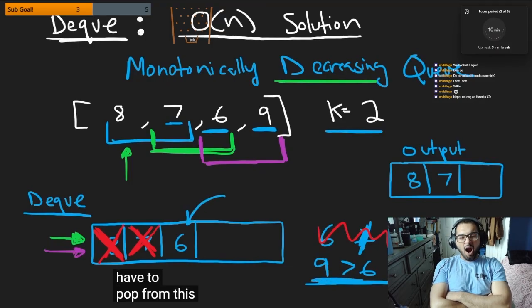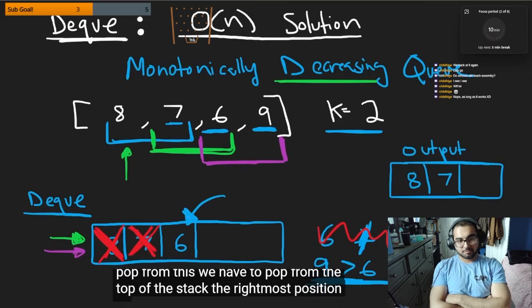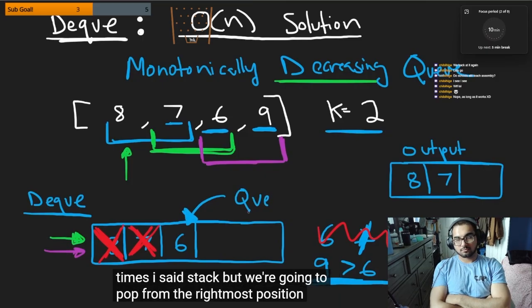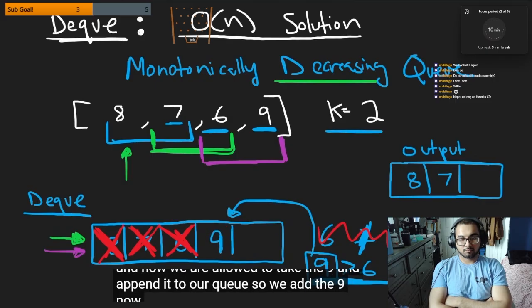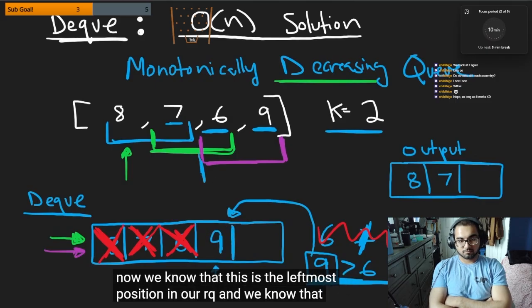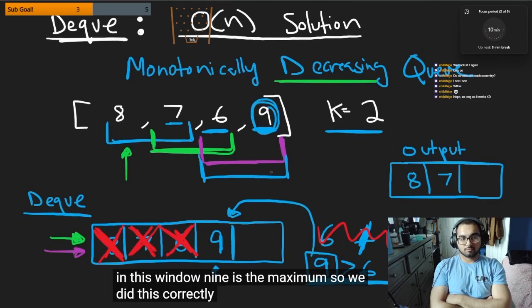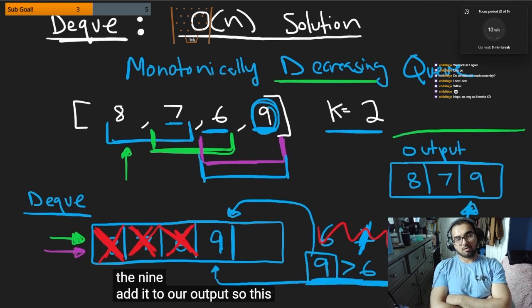That means we have to pop from the top of the stack, the rightmost position, or rather the queue. I don't know how many times I said stack, but we're gonna pop from the rightmost position in our queue. And now we are allowed to take the 9 and append it to our queue. So we add the 9 now. We know that this is the leftmost position in our queue, and we know that in this window, 9 is the maximum. So we did this correctly, right? So we can take the 9, add it to our output. So this is the result that we're looking for.